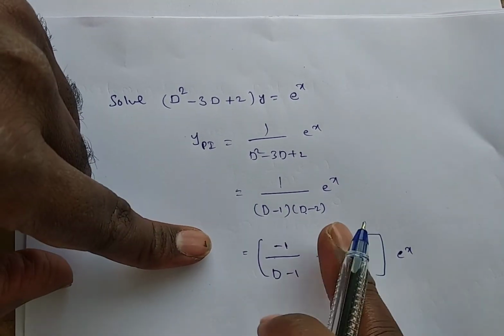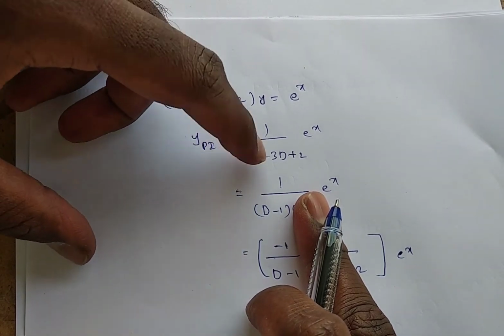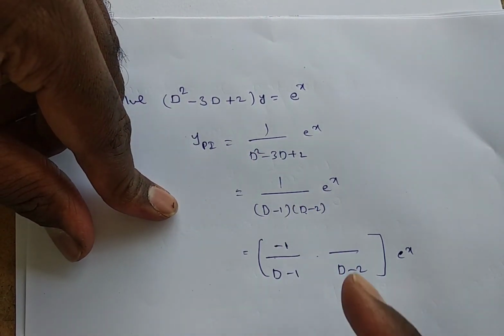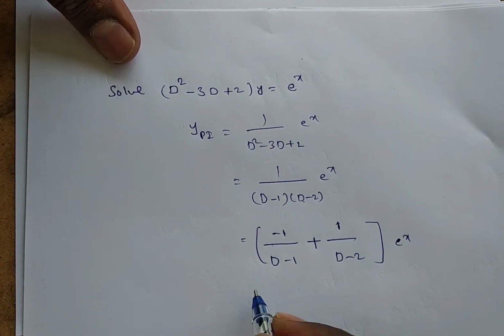Next put D equal to 2. D minus 2 becomes 0, so that term gets cancelled. 1 by 2 minus 1, 2 minus 1 means 1, so you will get 1. So it is addition only. Now you can split like this.